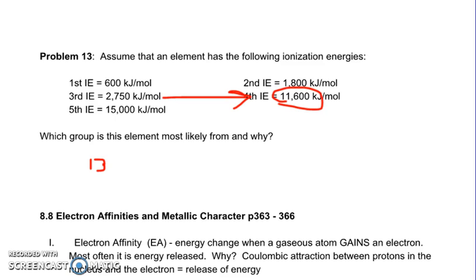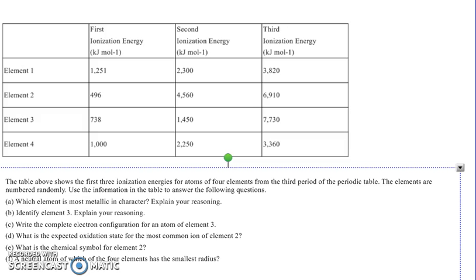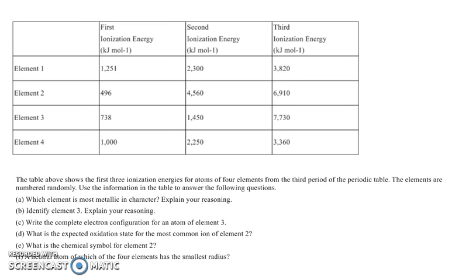Okay, I want to show you something. This comes off of an old AP, and this is, again, very common to what you might see. So you have these different elements, and they give you the first, second, and third ionization energy. And think about what I've already told you about what you're kind of looking for. So it says the table above shows the first three ionization energies for atoms of four elements from the third period of the periodic table.